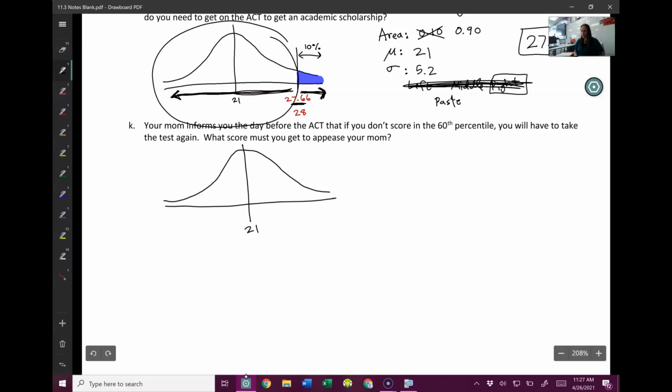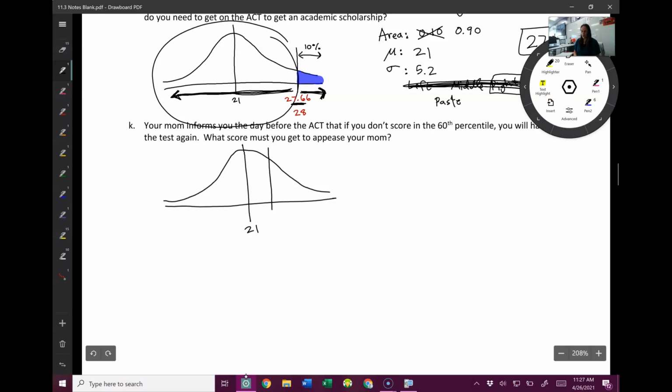ACT score 21. We want to get in the 60th percentile. Well, this is halfway, so that's the 50th percentile, halfway. So 60th percentile is going to be up here. And I want to know what score would get me in the 60th percentile. So that is this area here.